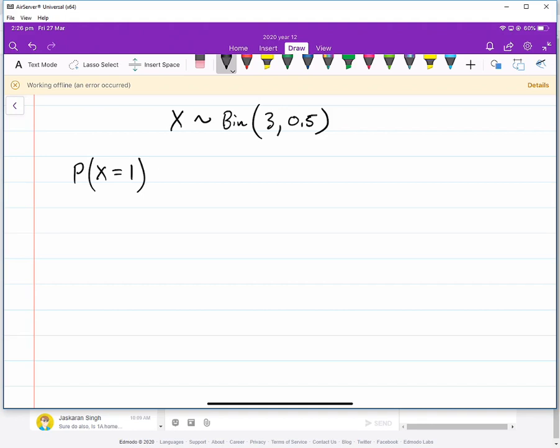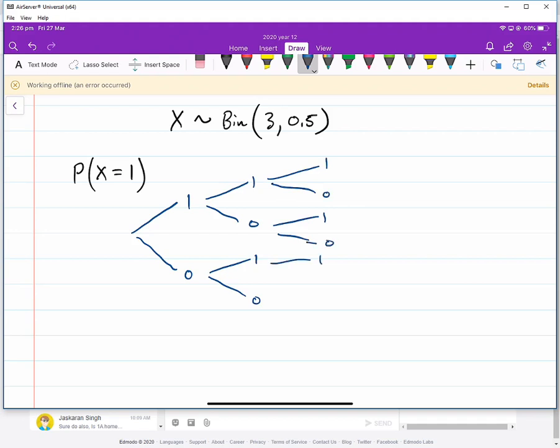So, for the first one, you're going to flip it 3 times. So, you're either going to get a success, which I'll put as 1, or 0, which is a fail. And then for the next one, you've got 1 or 0 for your second toss. And then the third, 1 or 0, 1 or 0, 1 or 0, it's getting a bit messy, 1 or 0. Okay? So we can just use this quick tree diagram to see this.